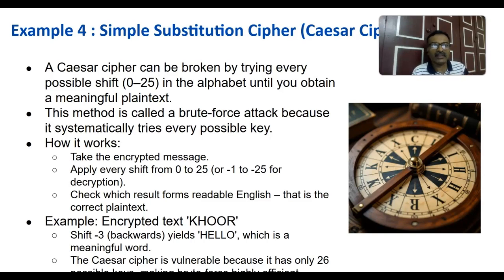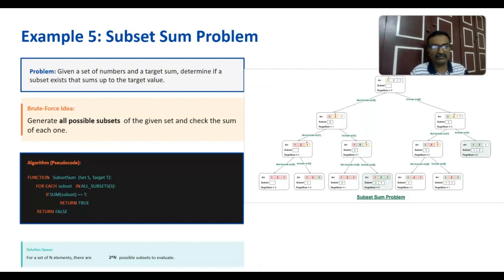So in this case, if the person knows that every letter is substituted by a shifted letter, then he can try every possible combination and find what the encrypted message is. So this is also a simple example where we can apply the brute force algorithm. Then the subset sum problem. Given a set of numbers and a target sum, determine if a subset exists that sums up to the target value.